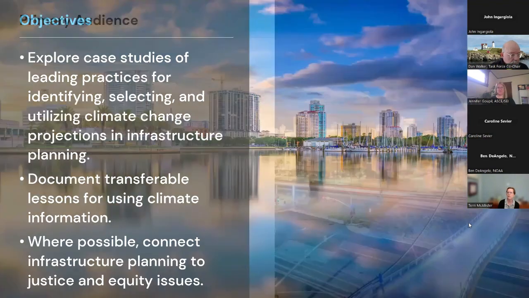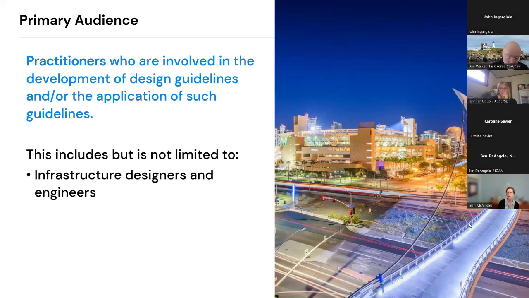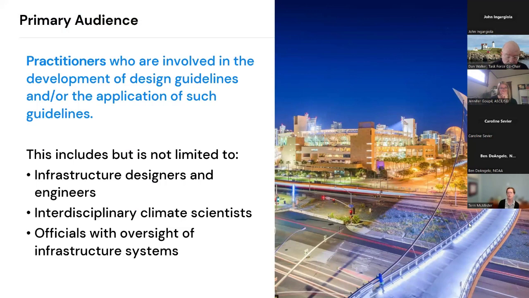So the primary audience that we had in mind for these are the practitioners who are involved in development of design guidelines, and eventually we hope to support codes and standards work. This includes, but is not limited to, infrastructure designers and engineers, climate scientists, and decision makers or officials with oversight of infrastructure systems.